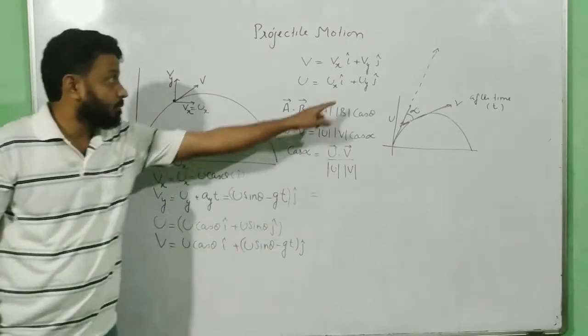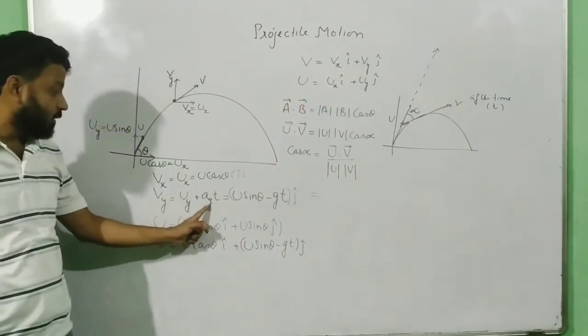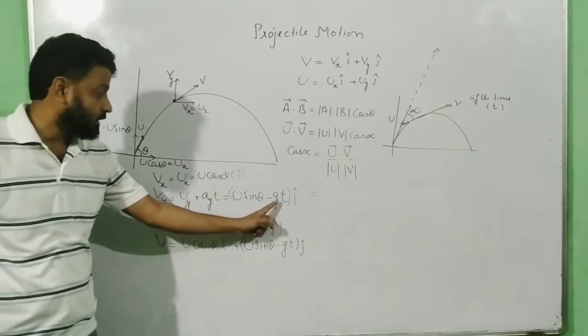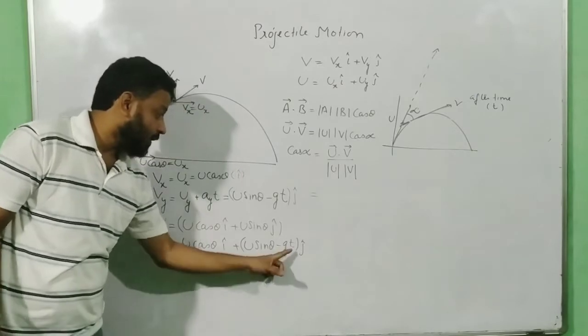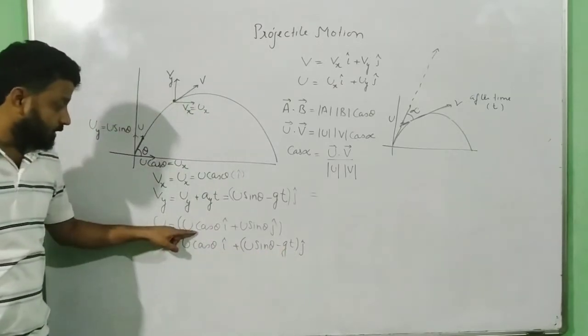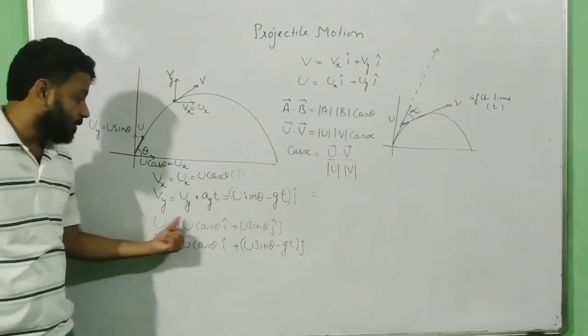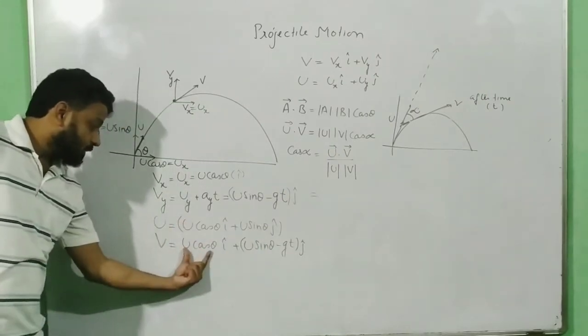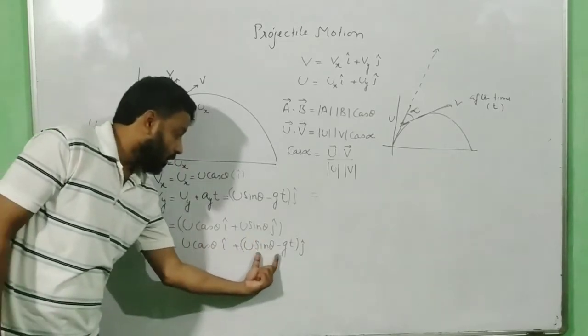What about the Vy? The Vy we have written as Uy plus Ayt, equals U sin theta minus gt. So this is my V along y direction after time t. So initial velocity along x, initial velocity along y, that makes my U. Final velocity along x, good thing is it remains the same, and final velocity along y.